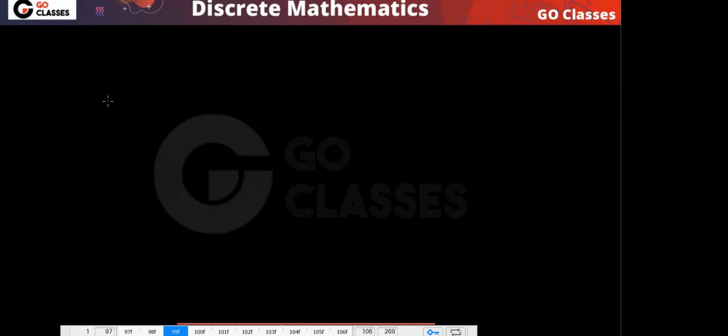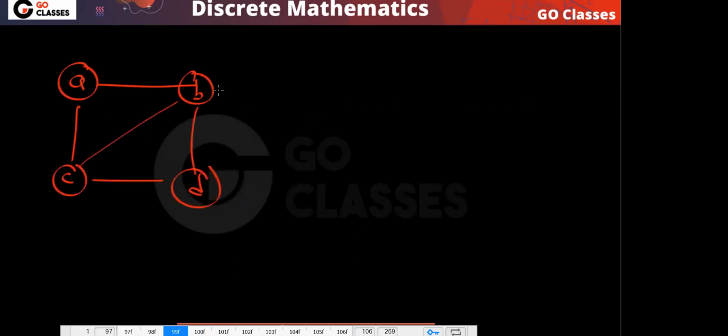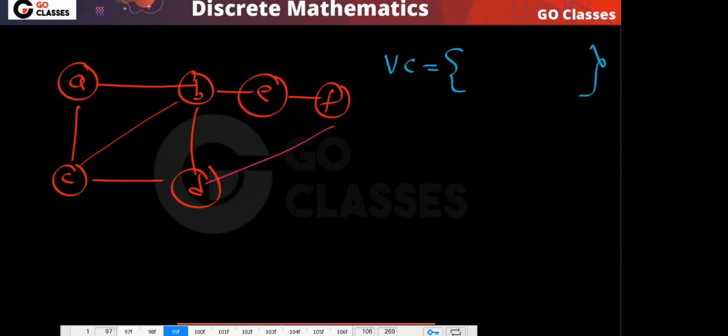Now let's try to understand this with an example. Suppose I have this example: A, B, C, D, E, F. Let's assume this is your example. Can anyone give me a vertex cover? Any vertex cover, whatever you want. Give me a vertex cover which will cover all the edges.